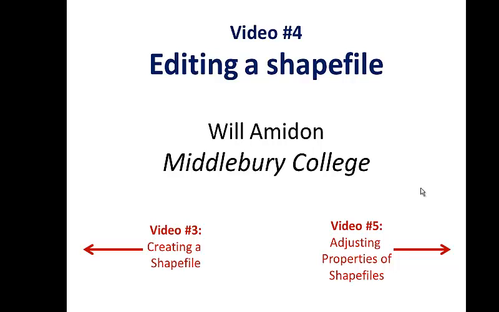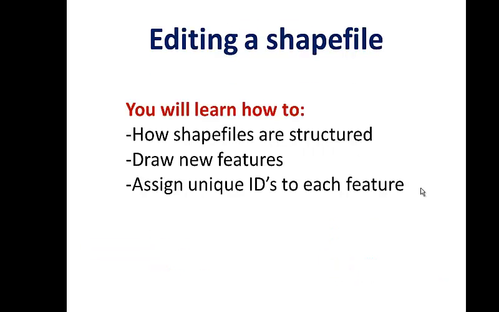In the last video, we created a polygon shapefile that we called lakes, and we're going to use it to delineate all the lakes in the Middlebury area. In this video, we're going to learn 3 new things. We're going to learn a little bit about how shapefiles are structured and how they store data. Then we're going to learn how to draw some new features, lakes in this case, and then we're going to learn how to assign a unique name and ID to each of those lakes.